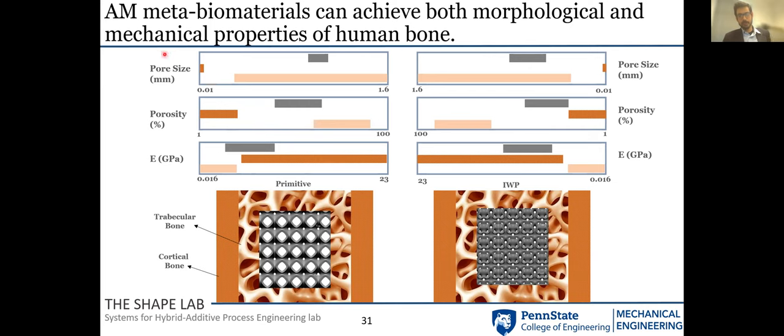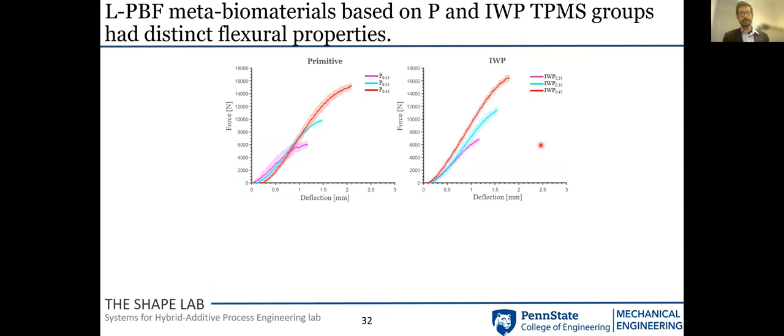So you can see that in terms of pore size, porosity, and modulus, we have some level of overlap. Primitive does not overlap with the porosity of cortical bone, whereas the IWP, on the other hand, has modulus overlap. So the takeaway message is that some geometries can mimic bone mechanical strength, porosity, and pore size only for cortical bone, and others can do it only for cancellous bone. So there is an opportunity for us here to slowly transform the geometry itself.